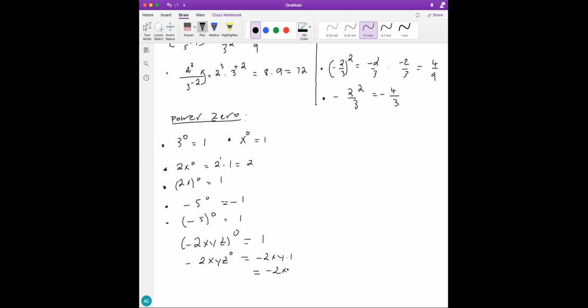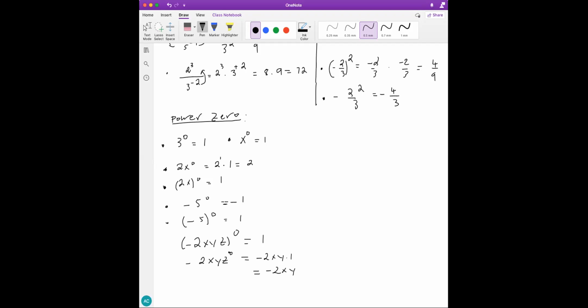Because anything times 1 is itself. Again, be careful with the parentheses. So that's basically what happens when you have power 0. Anything to the power 0 is 1, as long as the 0 is for the whole thing, if you have parentheses. If you don't have parentheses, only what's directly under 0 turns into 1. Only, for example here, only this one turns into 1, not the 2. Here, the whole thing turned into a 1 because of parentheses, this whole thing is raised to the power 0, so it turns automatically to 1.